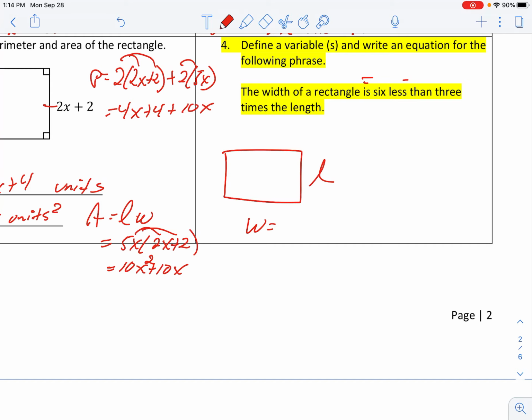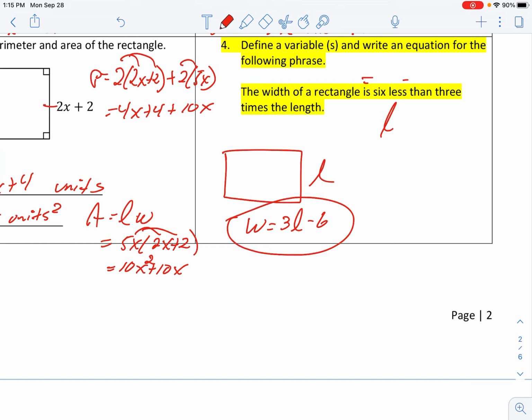So less than is one of those things where we rewrite the order, meaning 3L minus 6, 3 times the length minus 6. So if you say like 6 less than 10, you're going to do 10 minus 6 to give you 4. So it's kind of like rearranging the order on less than. You got to be careful for that. So this is the equation that I wanted you to create, is just the width is 3L minus 6.